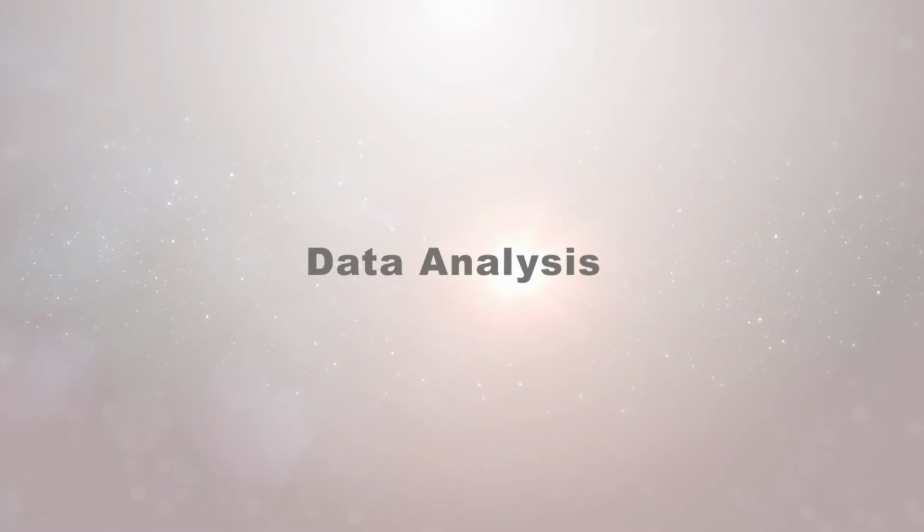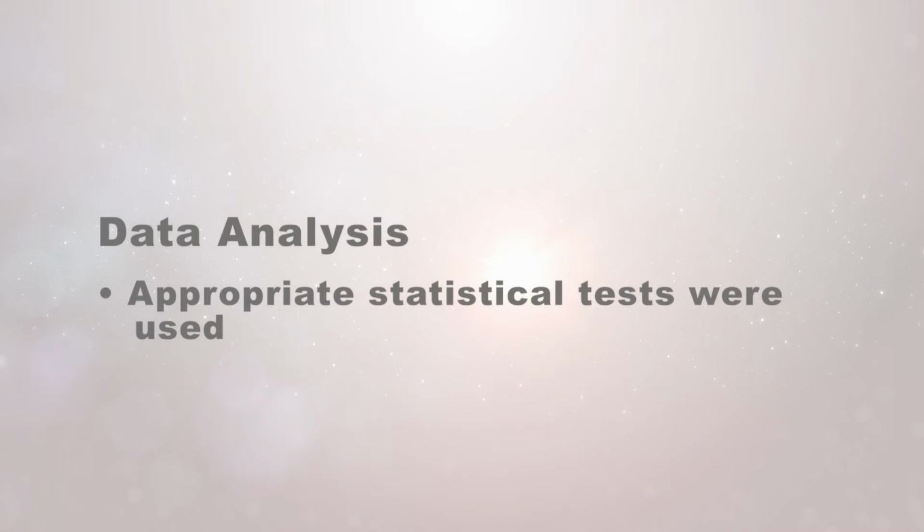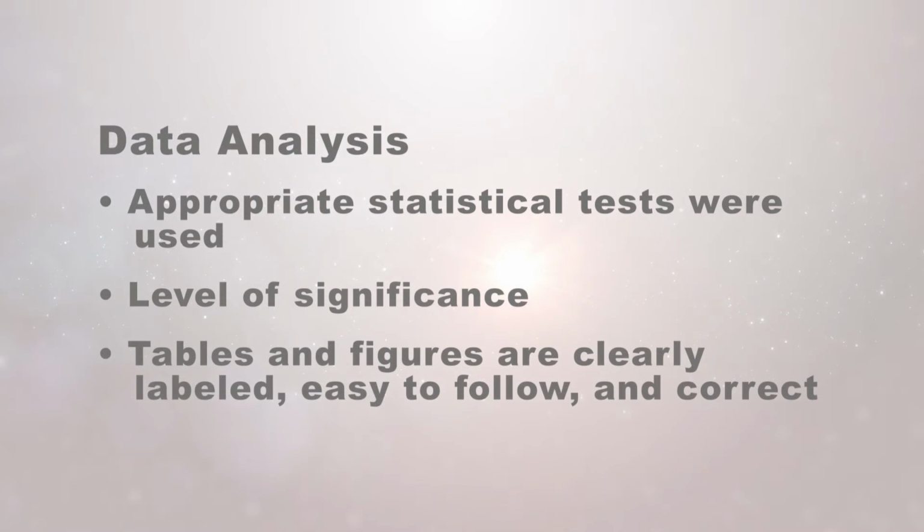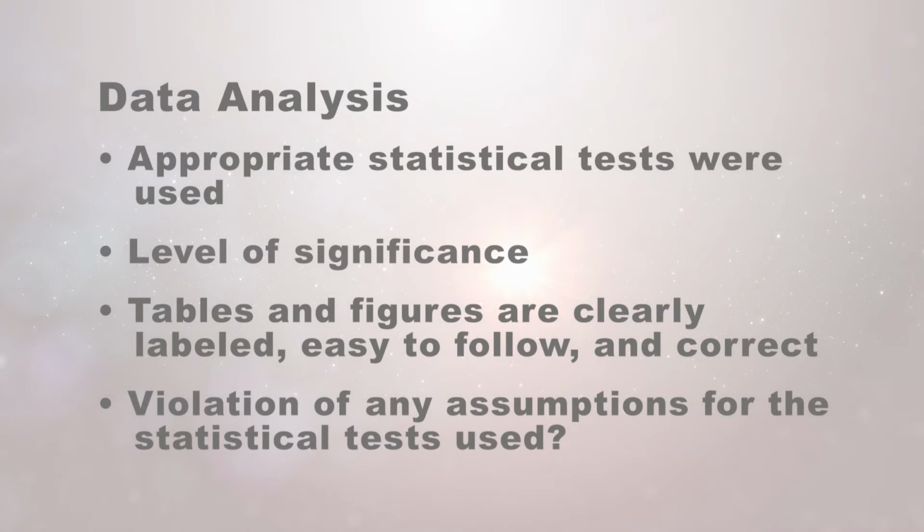Next is the data analysis section. In this section, you want to be sure that the appropriate statistical tests were used based on the level of measures and based on the variables that were being studied. The author should have set a level of significance for their study, and each table and figure that they provide in the paper should be clearly labeled, easy to follow, and correct and accurate. You want to be sure that the researcher and author have not violated any of the assumptions for the statistical tests that they used.